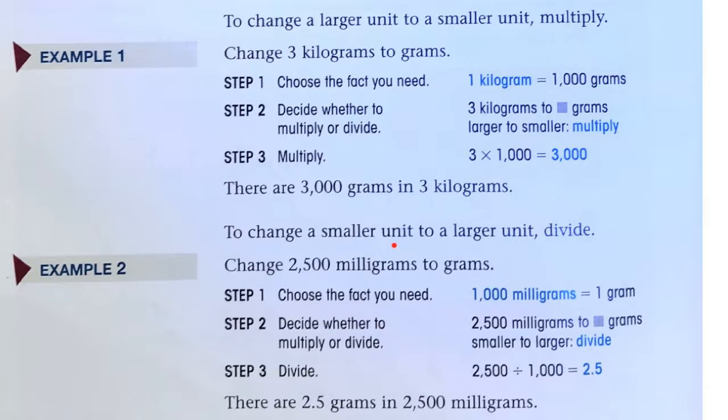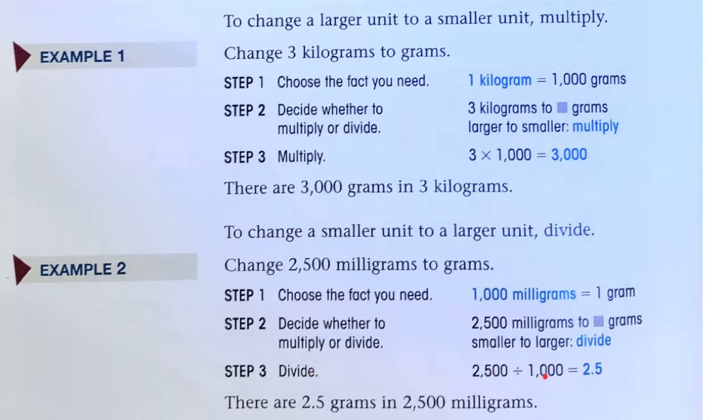To change a smaller unit to a larger unit, divide. Change 2,500 milligrams to grams. Choose the fact you need, which means if you need to, look at the table. 1,000 milligrams equals 1 gram. Decide if you need to multiply or divide. Milligrams are smaller than grams because grams are larger. So we have to divide. Now we do the math.